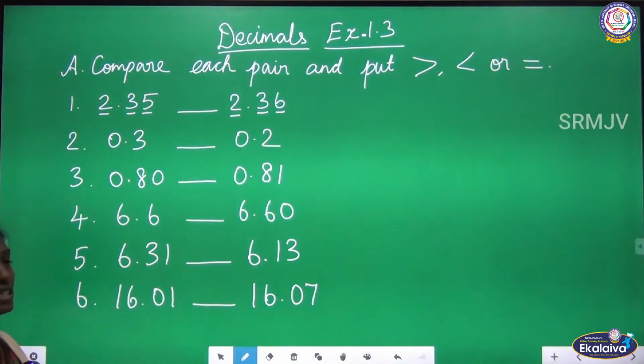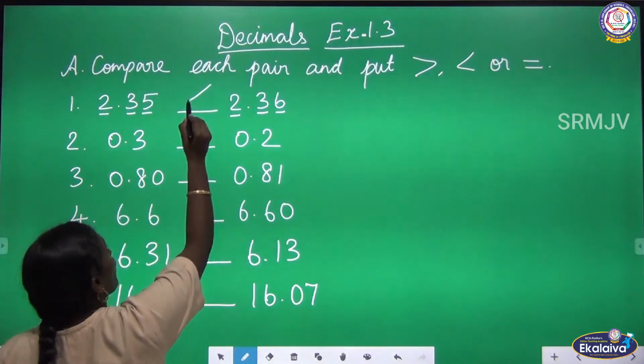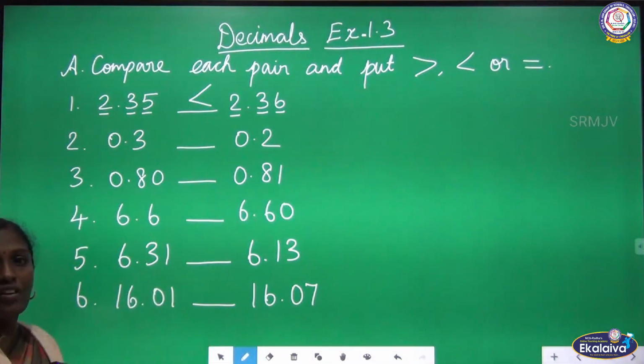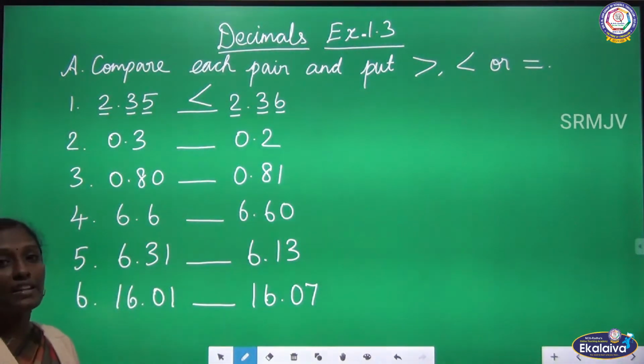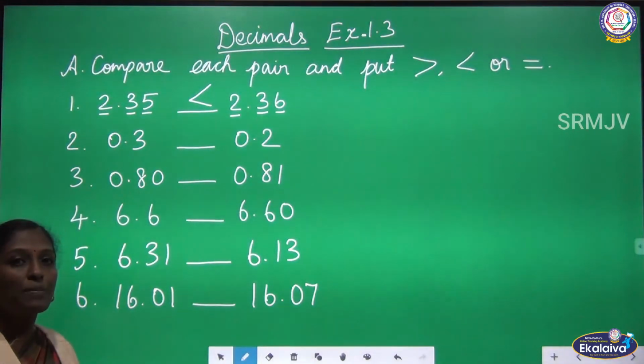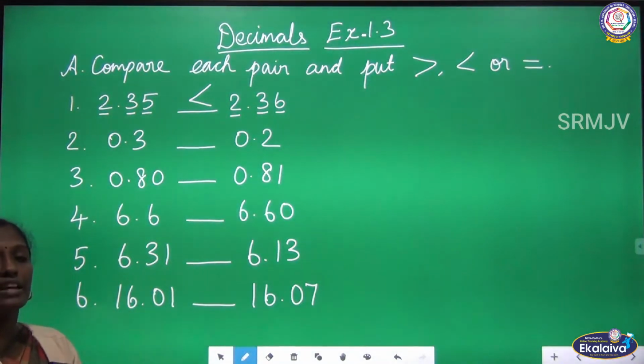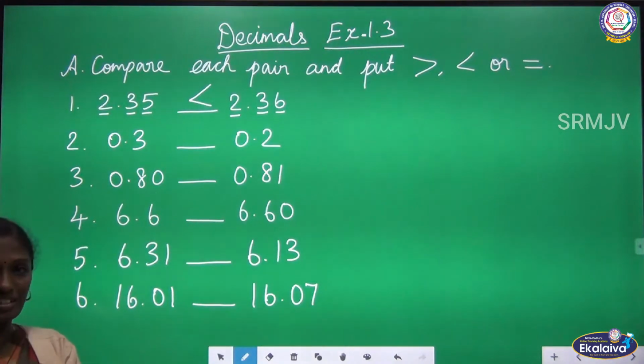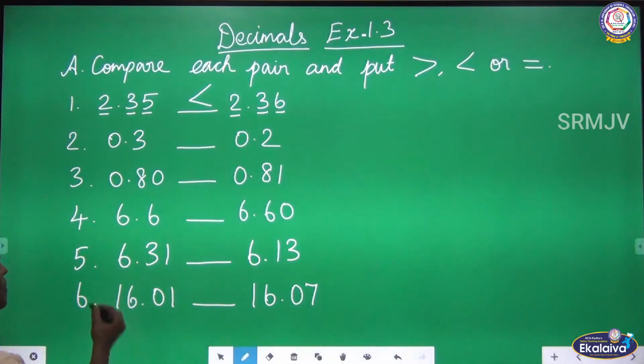Which is greater? 6 is greater. So 2.36 is greater. First step, we have to check the whole number part. If the whole number part is the same, we have to check the first decimal place and second decimal place. Like that, we have to compare the numbers.